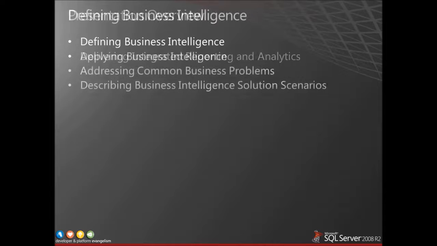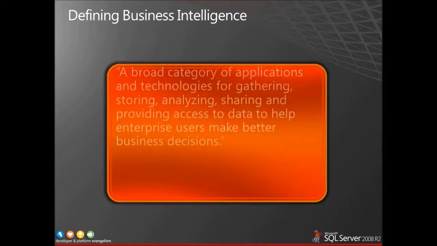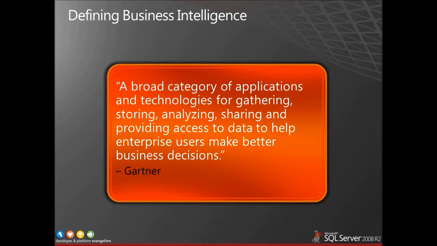What is business intelligence? Business intelligence, according to the Gartner definition, is a broad category of applications and technologies for gathering, storing, analyzing, sharing, and providing access to data to help enterprise users make business decisions.